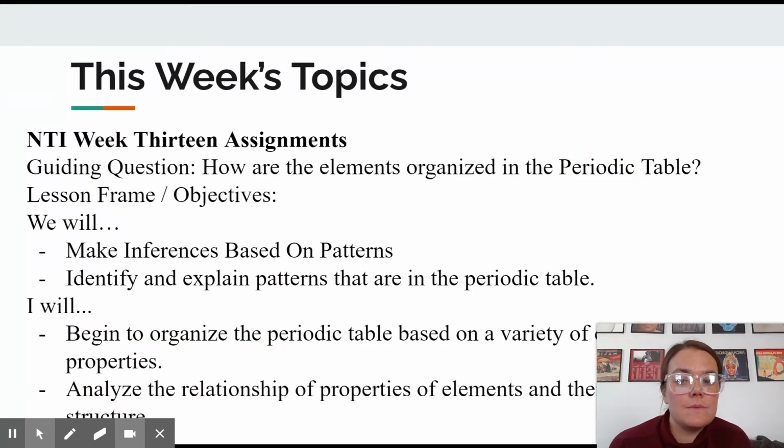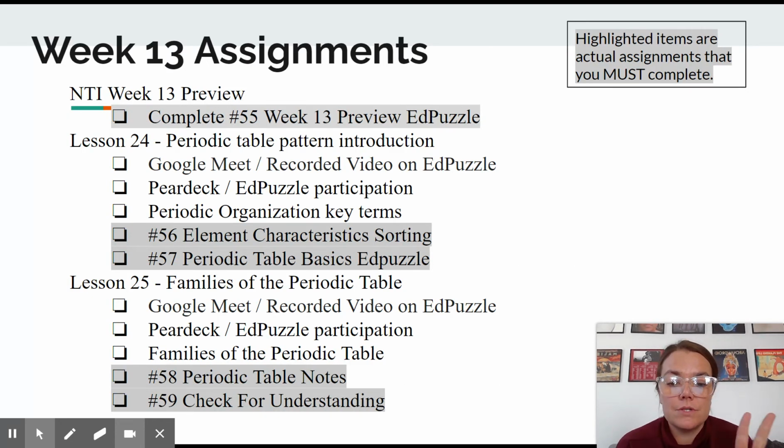So like I said, this week we're talking about how elements are organized on the periodic table. We've been thinking about patterns and groupings and how that works. Now we're actually putting all of those skills to task by looking at the actual periodic table. There are 2 new assignments that will be posting or are posted that have to do with this lesson. So before you try to do 58 or 59, you better be watching this lesson.